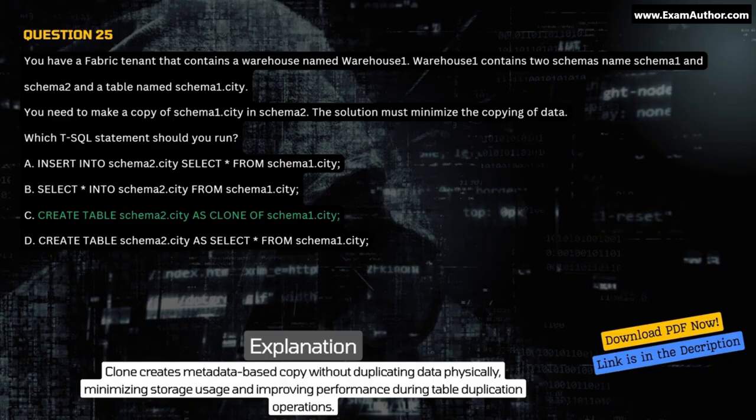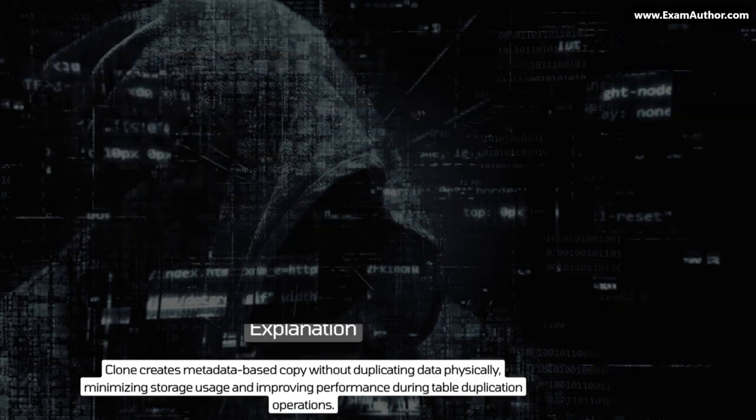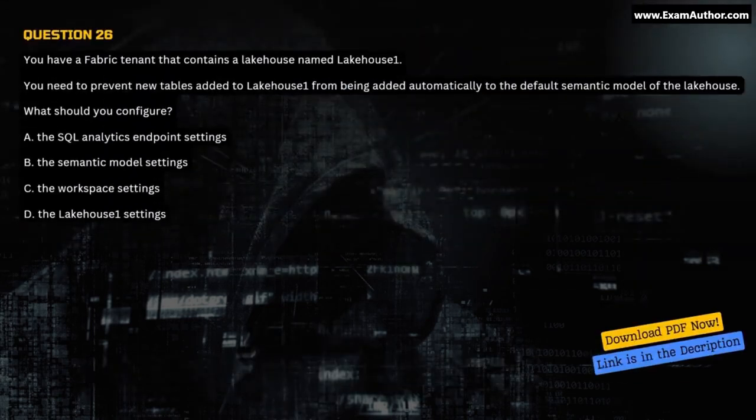Question 26. You have a Fabric tenant that contains a Lakehouse named Lakehouse 1. You need to prevent new tables added to Lakehouse 1 from being added automatically to the default semantic model of the Lakehouse. What should you configure?